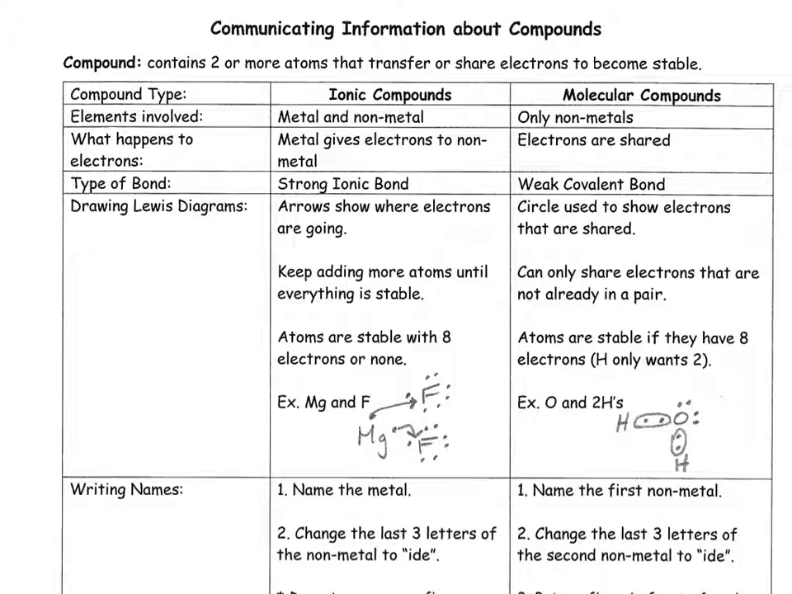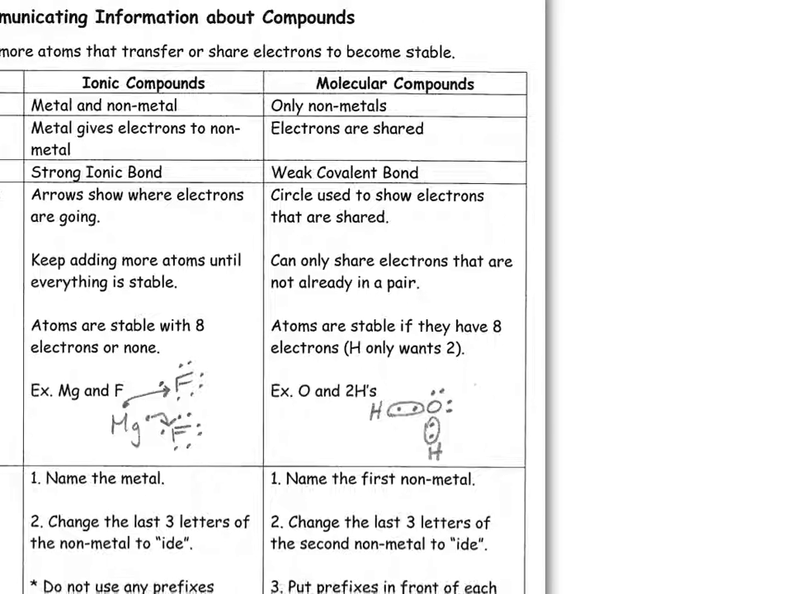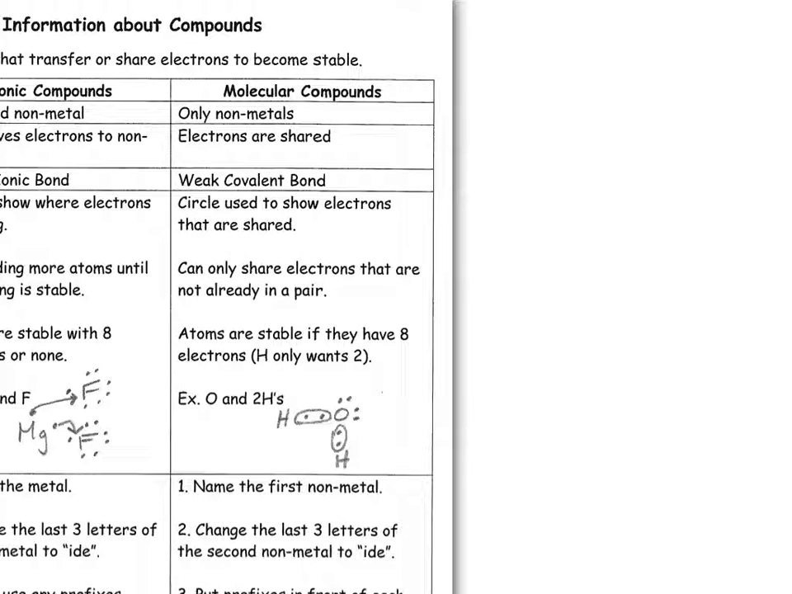Atoms can share more than one set of electrons. For example, a molecule of oxygen, O2. Each oxygen starts off with 6 valence electrons. And just to make my diagram a little bit neater, I'm going to place the single electrons facing each other. I'm not going to follow the clock method on this oxygen here.